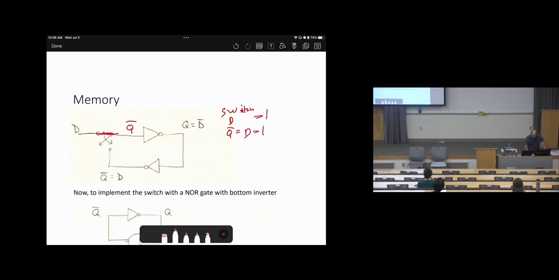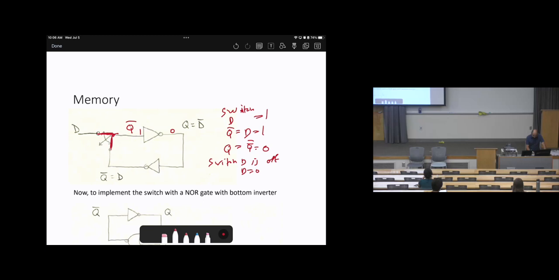How about Q? What will happen to Q? Q will be Q bar, which is 1 inverse, which will be 0. So if the switch is on, this will be 1 and this will be 0, right? Now, if the switch D is off, which in other words is D equals 0, what will happen?